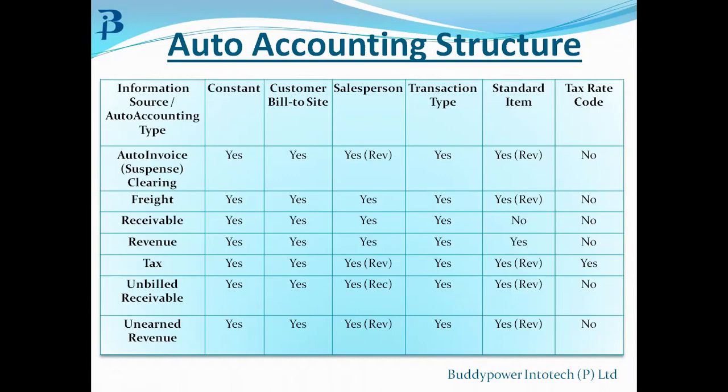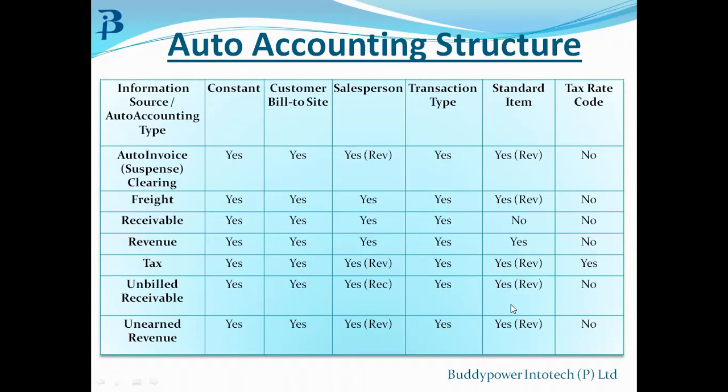Okay, I'll explain it to you in detail. I'll just explain what it means. I'll show it with an example, then you'll be able to relate to it in a better way. You can select constant, customer bill, and all these table names to fill in your values for your unbilled receivable account.